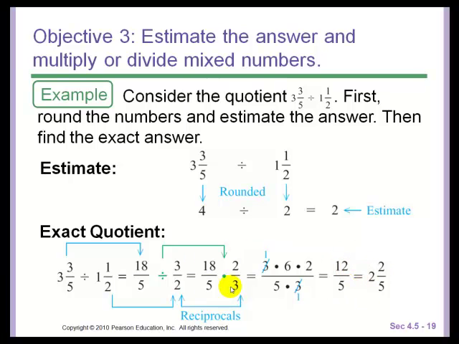Had you just multiplied across and had 36 over 15, that is correct, but it's not finished. You would have lost some points because you did not simplify your final answer.